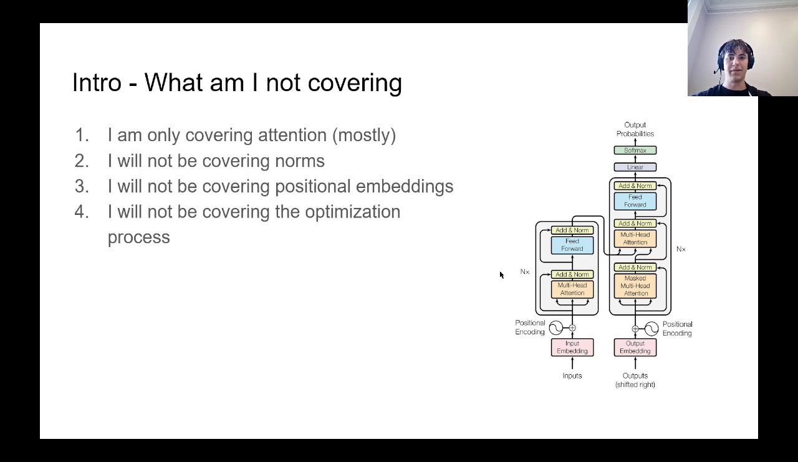So what am I not covering? I'm only covering attention. I won't be covering the norms. I won't be covering the feed forward layers. I won't be covering the positional encodings. Positional encodings are a thing all in themselves, with RoPE and absolute positional embeddings. MLPs, that's just normal machine learning, and then optimization is just next token prediction. That's not a big deal.